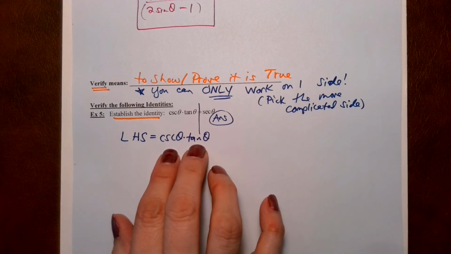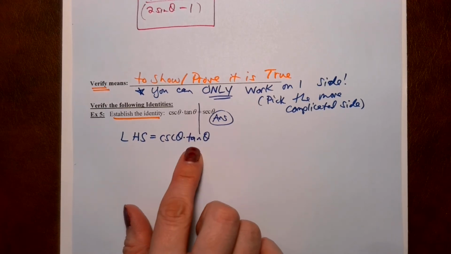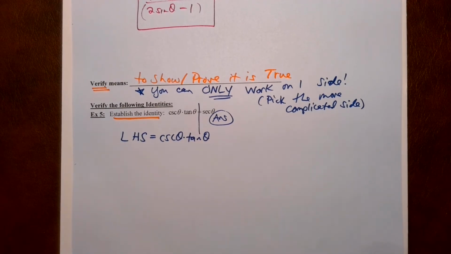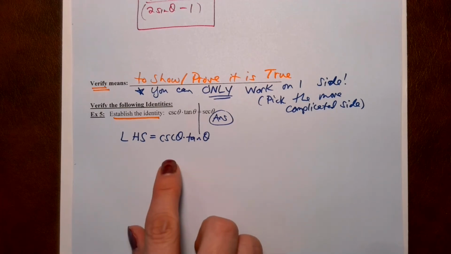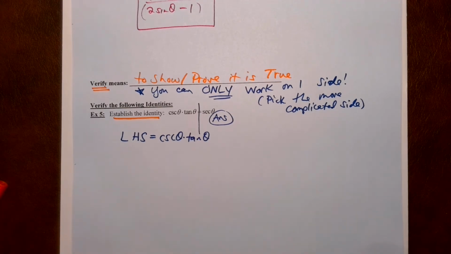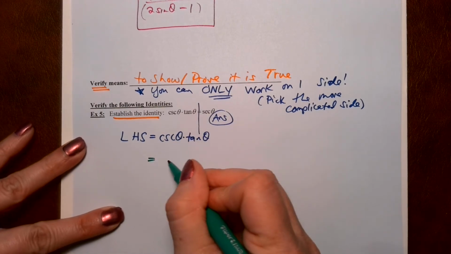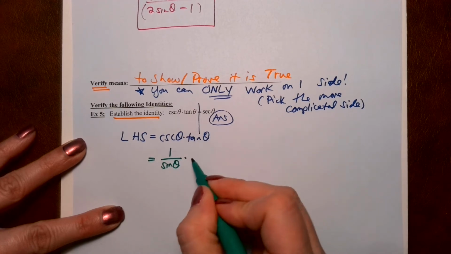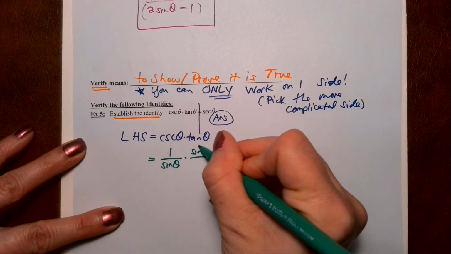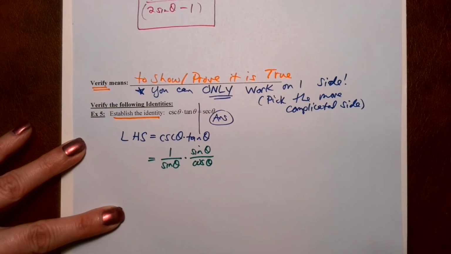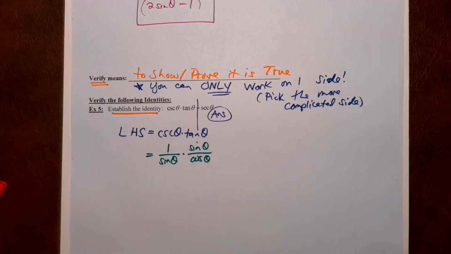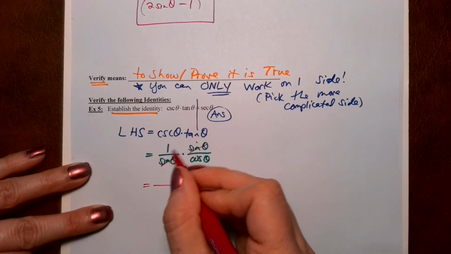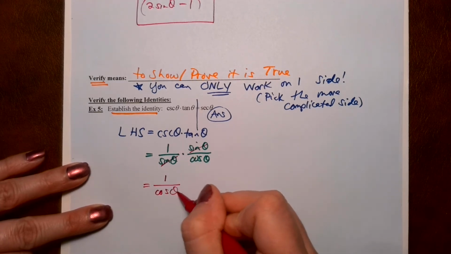So I'm going to have to somehow work with this. They're not squared, so we can't use Pythagorean identities. They're not fractions, so I can't factor. So maybe I'll use the technique of changing everything into sines and cosines. Cosecant of theta is 1 over sine of theta, and tangent is sine over cosine of theta. Does that help us? Sure it does. We can cancel the sine with the sine, and now we're left with, in the numerator, 1 over cosine of theta.